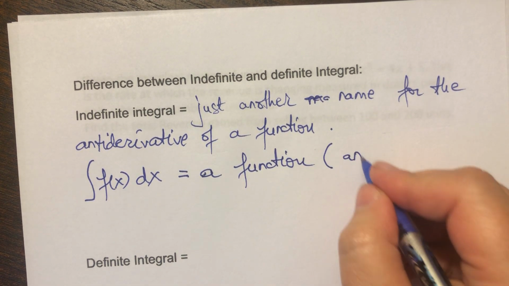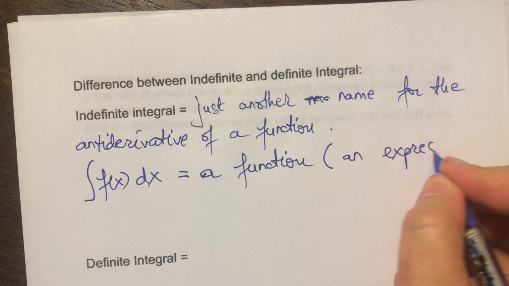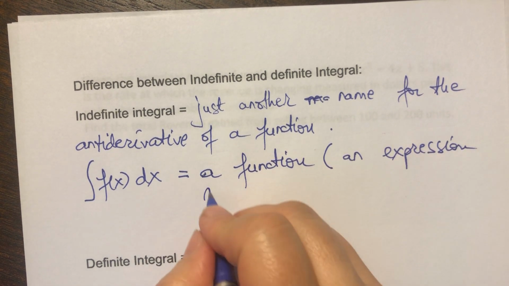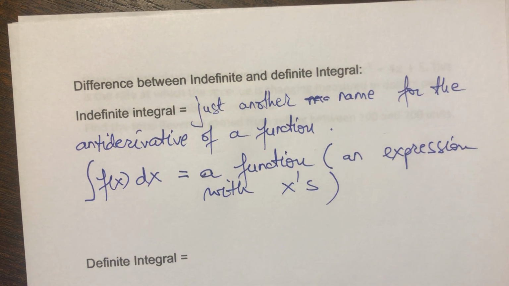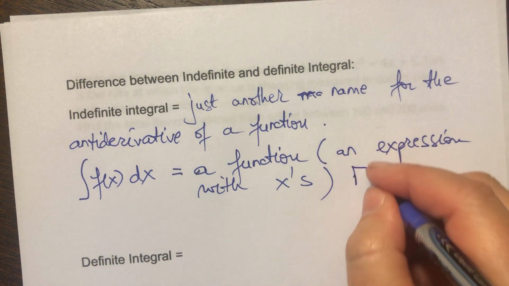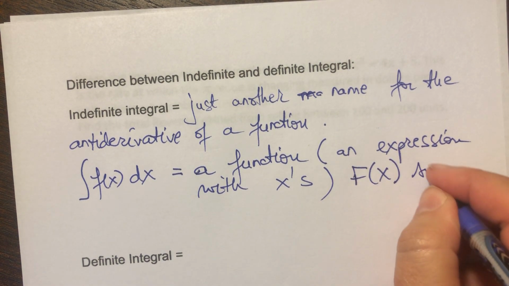So in other words, an expression with variables in it, right? I'm going to call it with x's, because that's the name of the variable there. Yes, so it's going to be an expression, 5x squared plus 2x minus 3. It gives us a function, right? What type of function? Let's call it f of x. So that what?